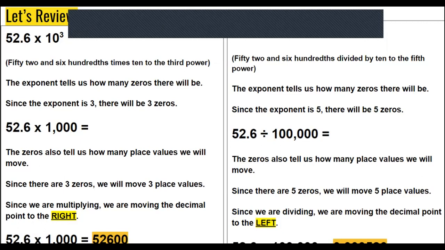Again, since we're multiplying, we're moving the decimal to the right. Multiplying to the right, dividing to the left.